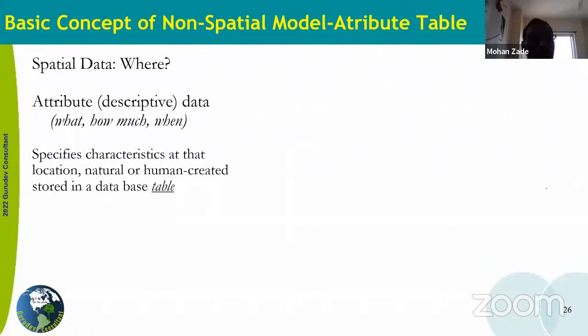Attributes indicate the descriptions of those objects. Description means what that object is, what it indicates, and what information it provides. Suppose you have a weather station. You know that this is a weather station, but what does it indicate? Whether it indicates rainfall, sunshine, temperature, relative humidity, wind speed, or many other parameters, and at what time series. Those can be answered using this attribute data, which is also known as descriptive data.